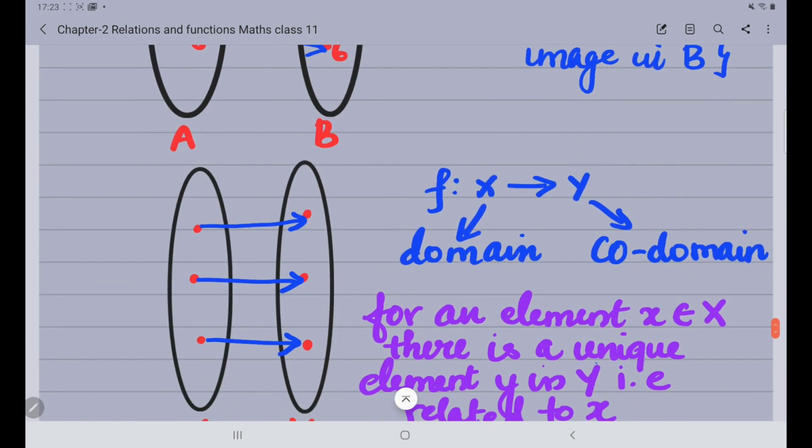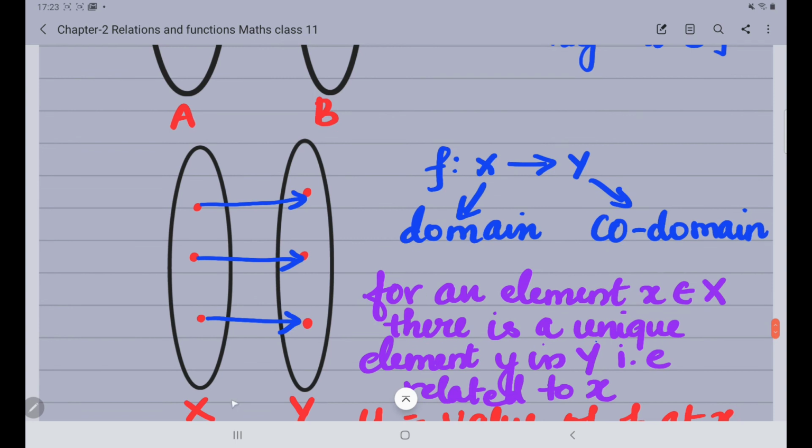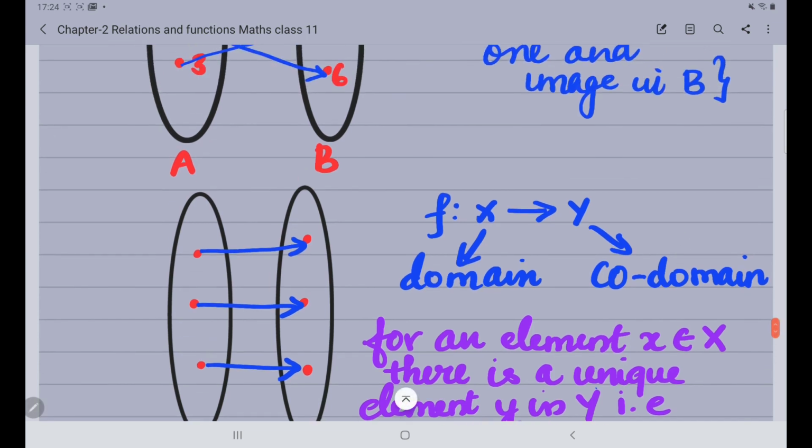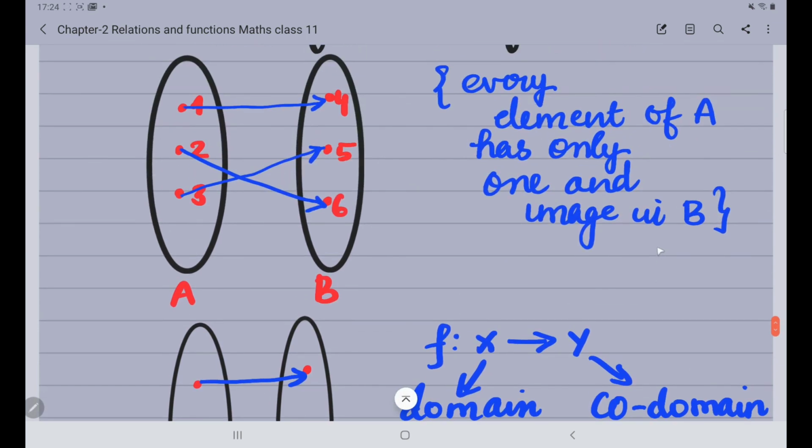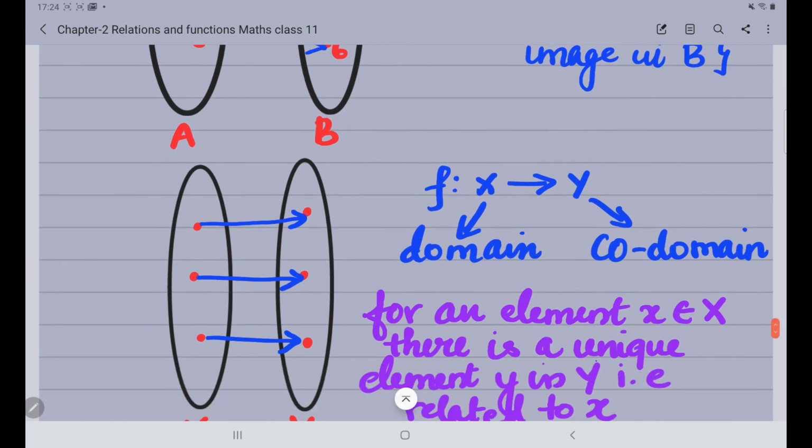Let's understand more. If a function is written from X to Y, you can see that f is a function. As I said, a function is a special kind of relation, right? So it is a relation such that no two pairs in the relation have the same first element. Every element in the domain has one and only one image in the set B. f is a function from X to Y, so X is called the domain and Y is the codomain.